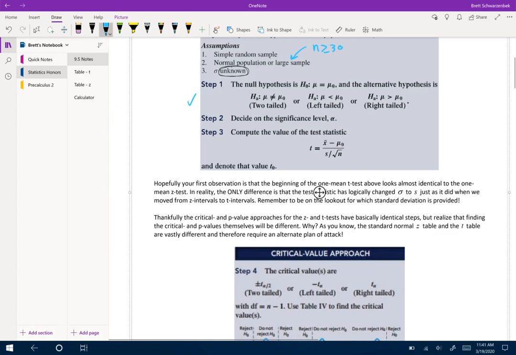So remember, z in this setup was actually z equals x bar minus mu over sigma over root n. So now we're going to have to make the adjustment to the t-test statistic, where s is going to replace sigma, and of course t and z are going to be different.